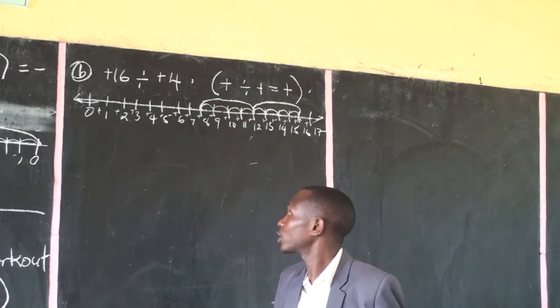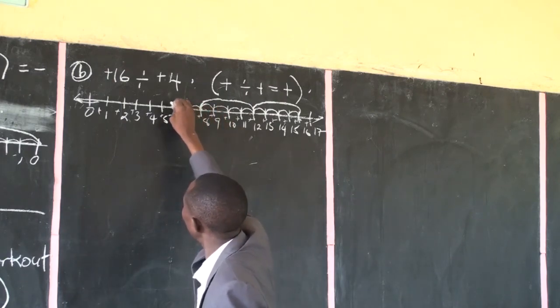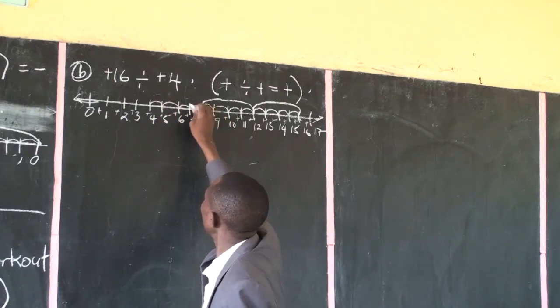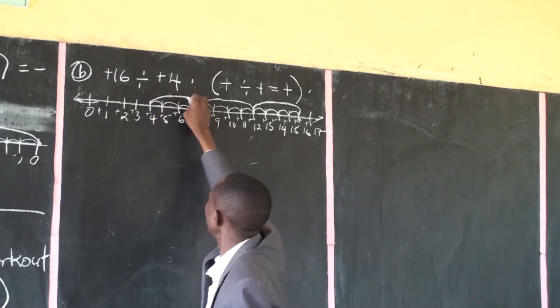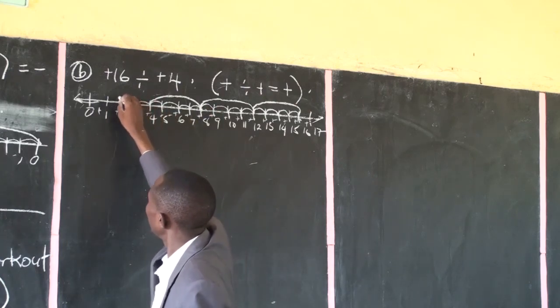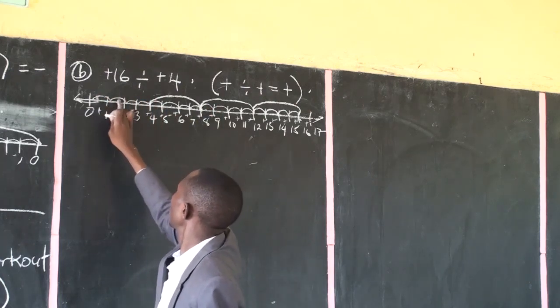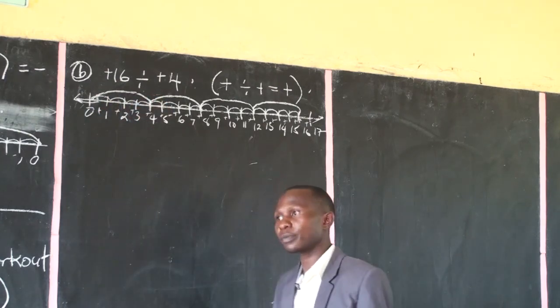Every person has now got 1, 1. Then I will continue. Still I have more. I will divide again: 1, 1, 1, 1. 1, 2, 3, 4. There are 4 people. This will now be the second interval. Then I will say 1, 1, 1, 1, 3, 4. So this one is another interval.